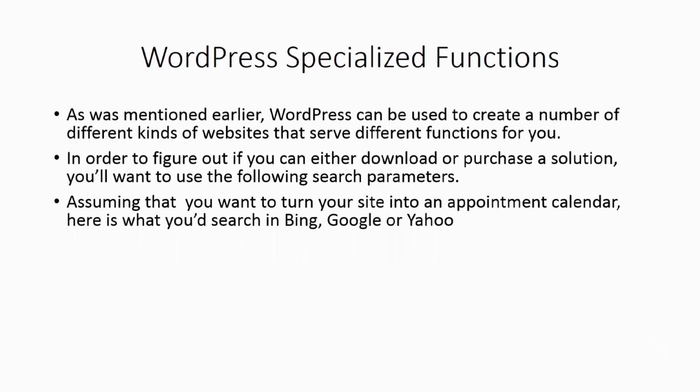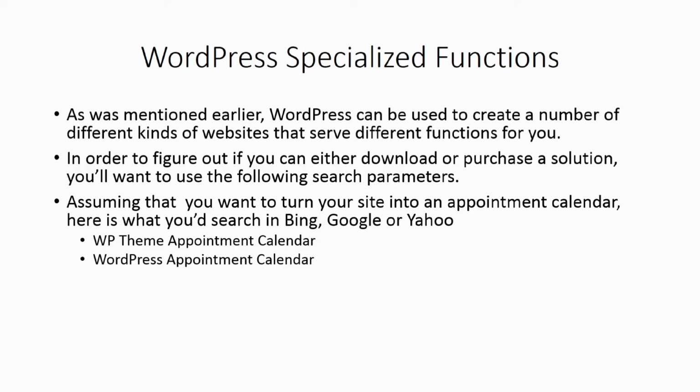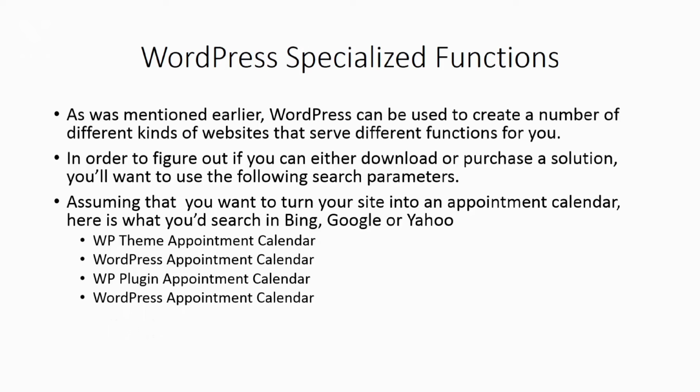Assuming that you want to turn your site into an appointment calendar, here is what you would search in Bing, Yahoo, or Google. You would search WP Theme Appointment Calendar, or you'd search WordPress appointment calendar, or even WP plugin appointment calendar. So let's take a look.